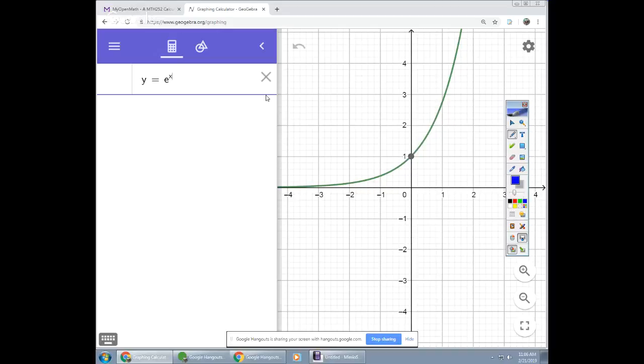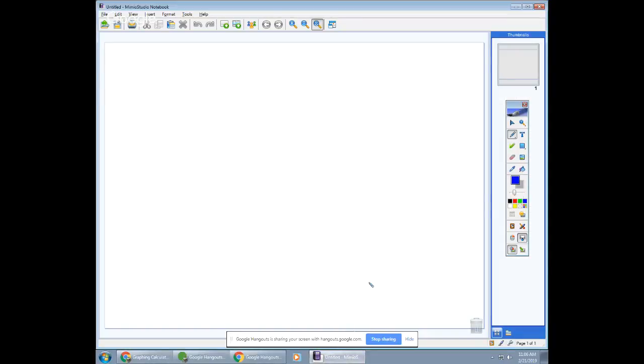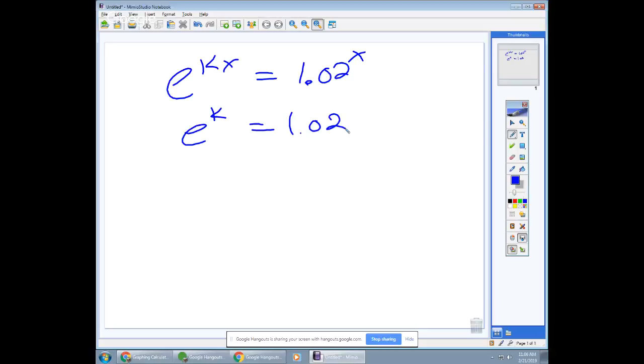Remember we talked about the annual growth rate for inflation was about 2%. Okay, and we then compared e to the kx as the base to 1.02 to the x. That x is the same thing in both of those, so I can essentially pull that out and just compare the bases. The bases then become e to the k and 1.02, right? And then to solve for k, what do we do? Natural log, so then k is equal to the natural log of 1.02.